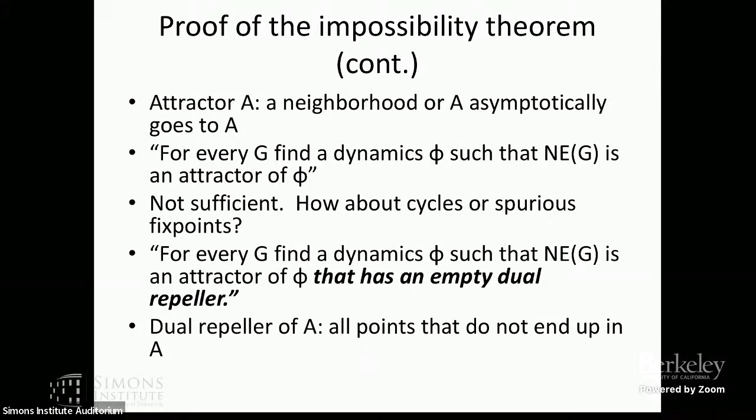Basically what the theorem says is: find a dynamic such that the Nash equilibria is an attractor of it. That's not sufficient. How about cycles and spurious fixed points? So that's no good. So for every G, find the dynamics phi, so I'm restating the problem, such that the Nash equilibrium of G is an attractor of phi that has an empty dual repeller. The dual repeller is the stuff that doesn't go to this attractor. So you want this to be empty. Everything will go to this attractor. No cycles, no spurious fixed points. This is what we're after, and we are going to show that this does not exist.